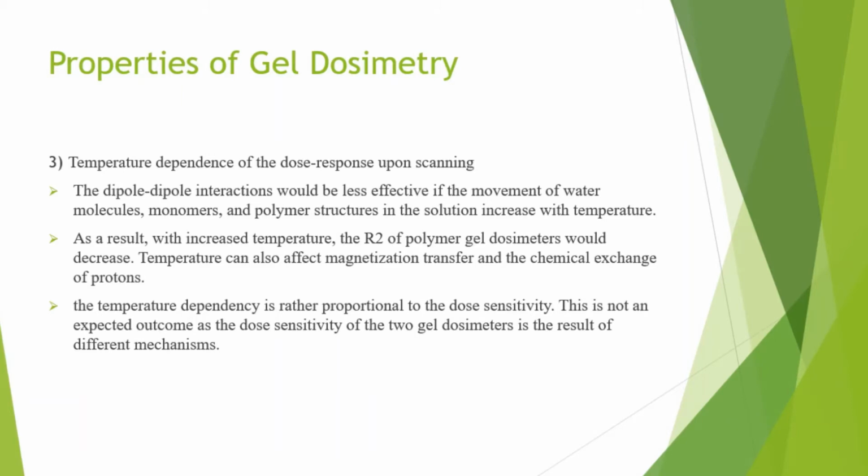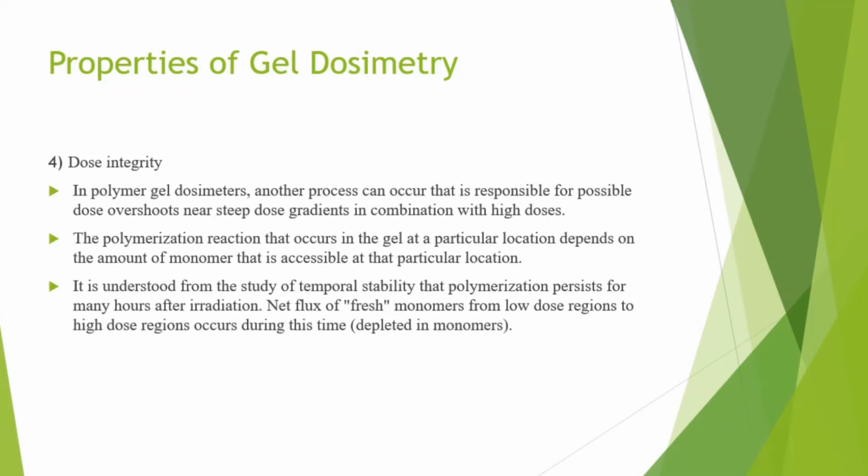This is not an expected outcome, as the dose sensitivity of the two gel dosimeters is resolved by different mechanisms. And the number 4 is dose integrity. So in the polymer gel dosimeter, another process can occur that is responsible for possible dose overshoot, which is nearly a step dose gradient in combination with high dose. The polymerization reaction that occurs in the gel at a particular location depends on the amount of monomer that is accessible at that particular location.